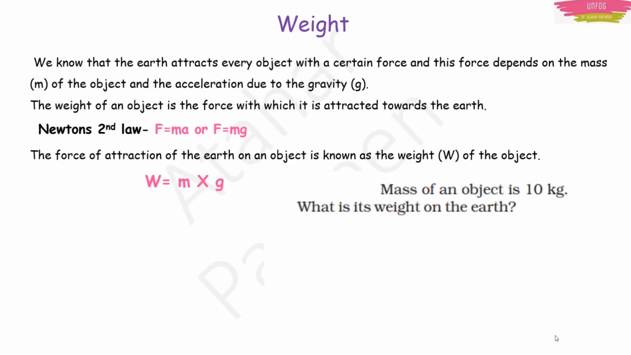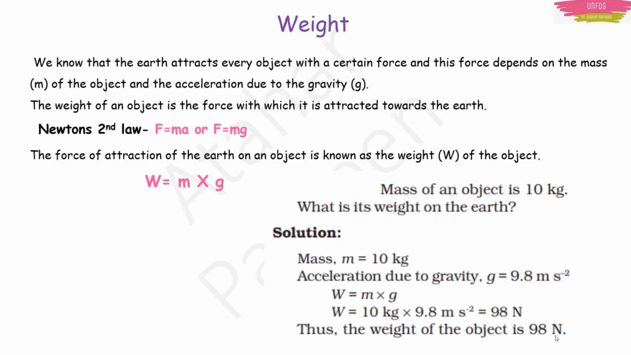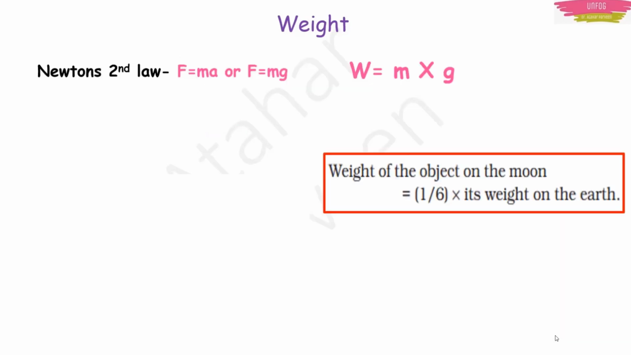Now for example, if you have a question like this: mass of an object is 10 kg, what is its weight on the earth? Weight is equal to mass into acceleration due to gravity, right? And acceleration due to gravity, roughly it is 10. So m is equal to 10 kg is given. Acceleration due to gravity is also 10 meter per second square. So 10 kg into 10 meter per second square will be 100 Newton. If you want to write accurately, then take g as 9.8 and multiply it with 10, it will be 98 Newton. So this will be your answer.